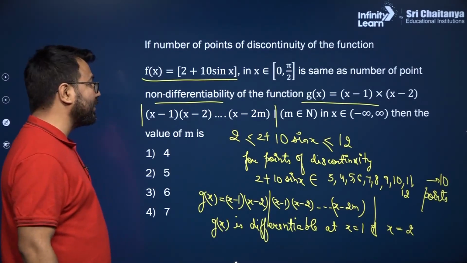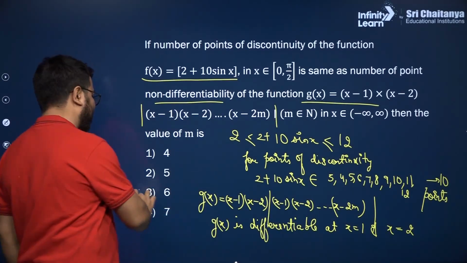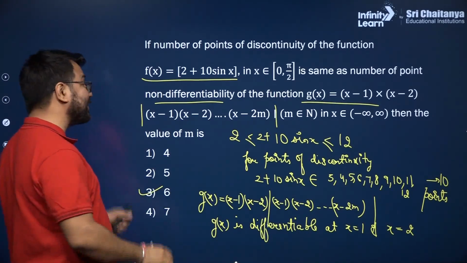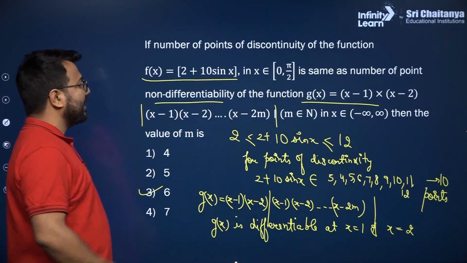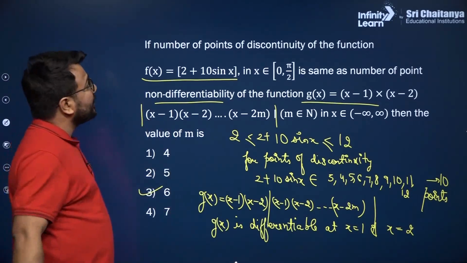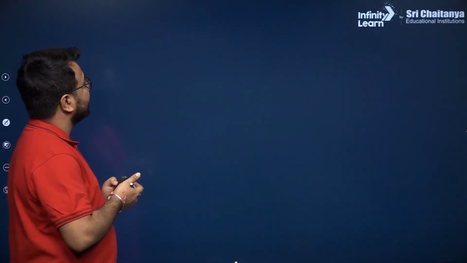Now what they have asked is the value of m. So the value of m will be 6, and 6 is given to us in option 3. So that is why option 3 will be the final answer. I hope you are able to understand this. Okay, now we are moving ahead.